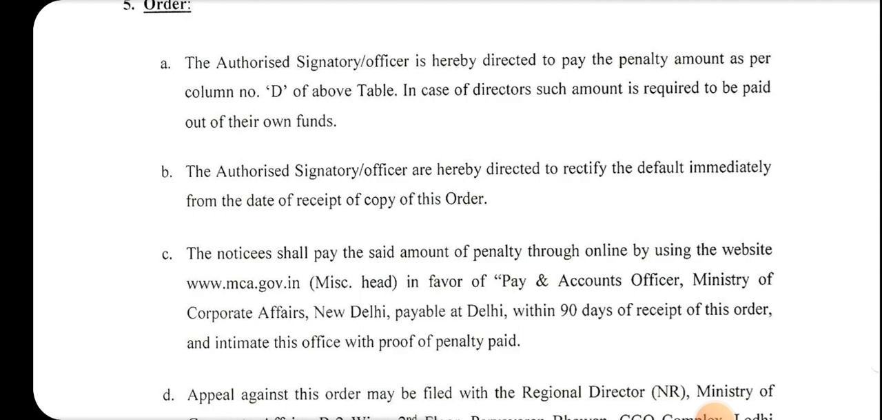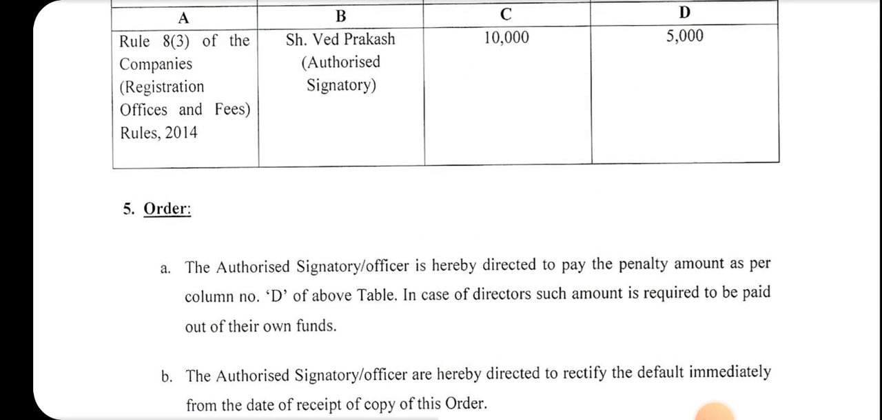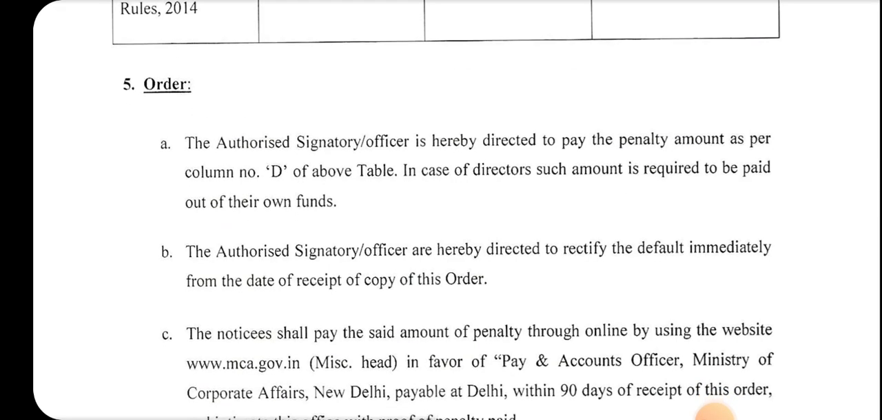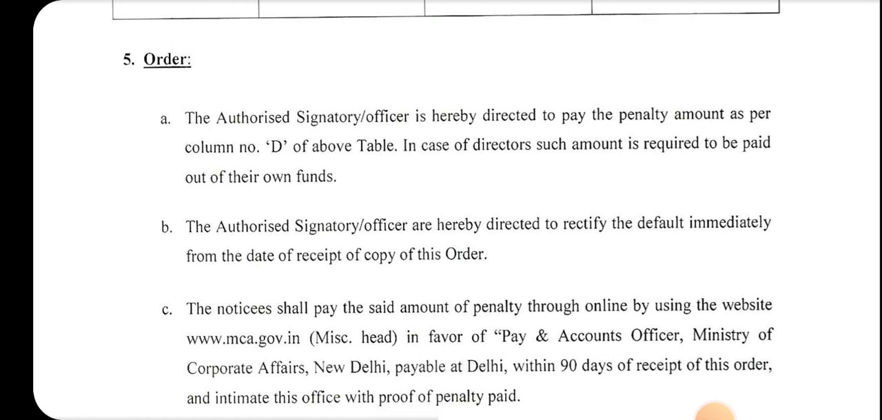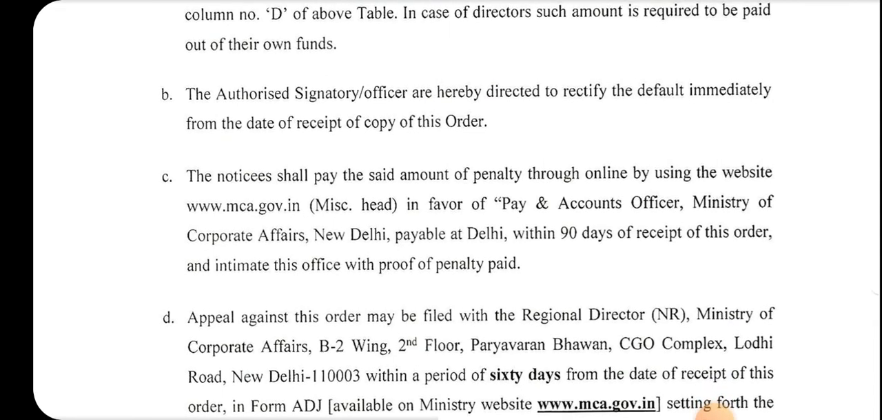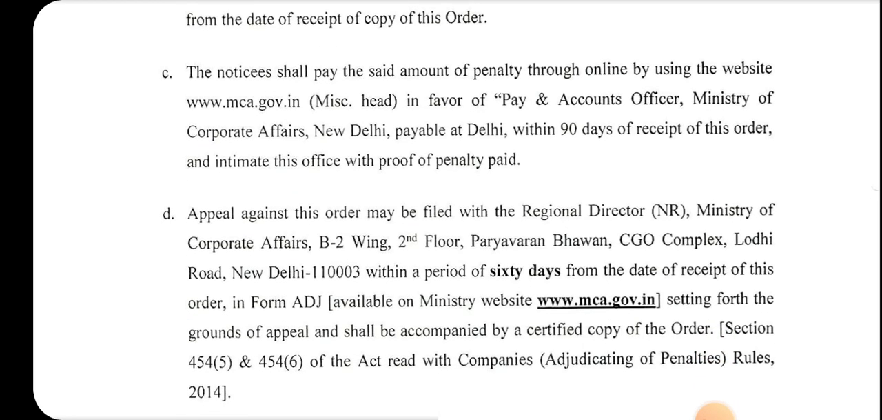Dear friend, this is an important adjudication, because here there are two things. A similar penalty is imposed on the officer in default, and another is that for rectifying the default, you file a fresh form and pay additional fee. And in the adjudication order, the noticee shall pay the penalty amount online through the MCA website within 90 days of receipt of this order, and an appeal against this order can be filed with the RD within 60 days from the date of receipt of order.